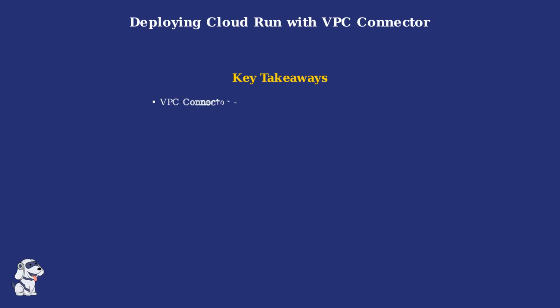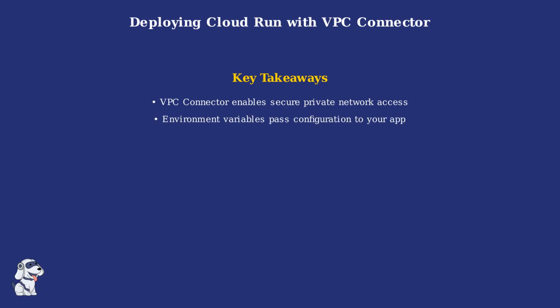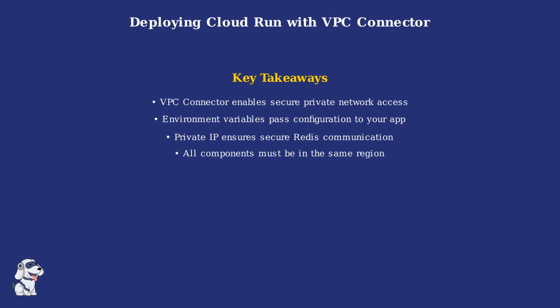The VPC connector is essential for secure private network access between Cloud Run and memory store. Environment variables provide a clean way to pass configuration, like the Redis IP address, to your application. Using the private IP address ensures your Redis communication stays within Google's secure network. Remember that all components, Cloud Run service, VPC connector, and memory store must be deployed in the same region for proper connectivity.